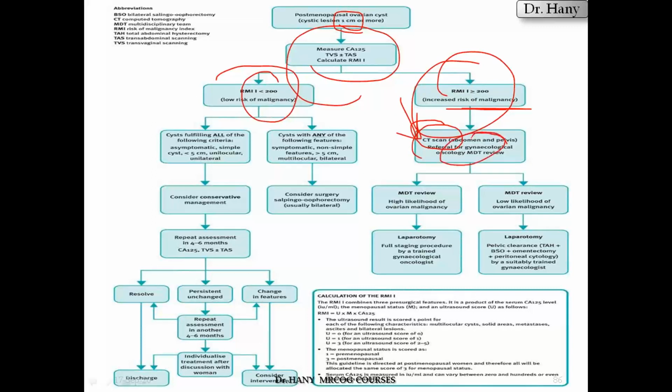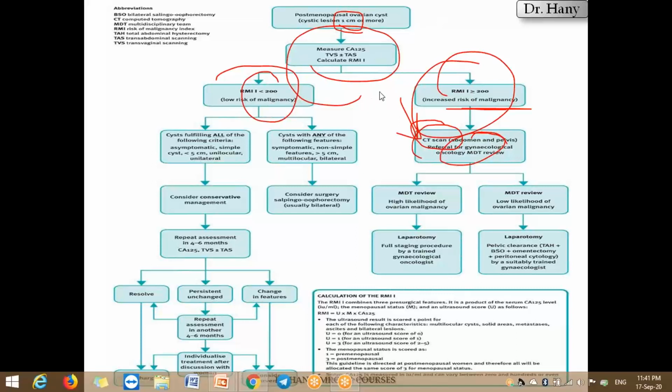Less than 200, the RMI. This is also another question. In the NHS or in the RCOG, which is the one responsible for triaging or managing the patient? It's RMI. You are triaging here by RMI. You are not using IOTA for triaging and managing patients in the UK. So the RMI is the one responsible for triaging and managing patients with postmenopausal ovarian cyst in the UK.